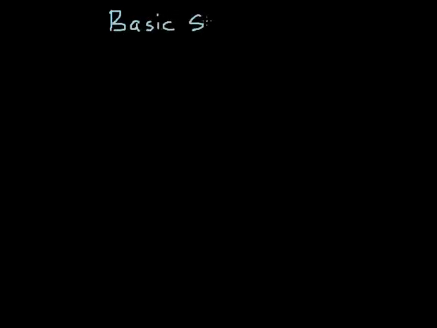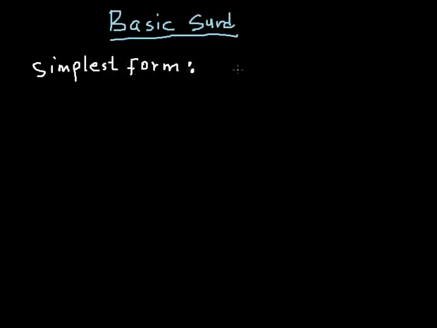When is a surd said to be in its basic form? A basic surd is a surd in its simplest form. Not all surds are in their simplest form. So a basic surd is a surd in its simplest form. Why? Because that surd does not have a perfect square.